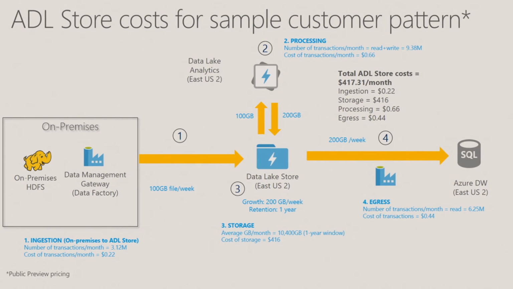If we take that in mind and look at our public preview pricing, how does it all cost out? This diagram shows all of that. Instead of walking through each of them, we can just look at the final number, which is that total ADL store cost per month is about $417. Most of it is around the storage costs, and then if you break it down by ingestion and others, there are costs for the transactions.